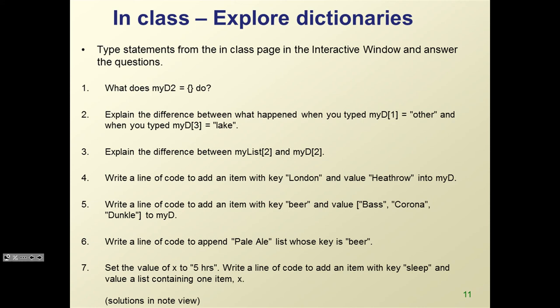Now we have an in-class exercise to get familiar with dictionaries. Try the code out, go to the schedule and click on the in-class link for dictionaries. You will see a series of commands. Copy each one individually into the interactive window and try to predict what it's going to return before you hit enter. There are also several questions to answer when you finish the exercise.